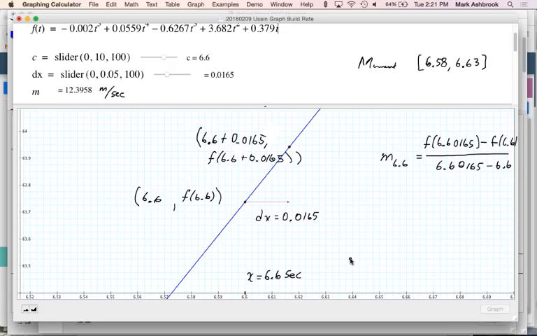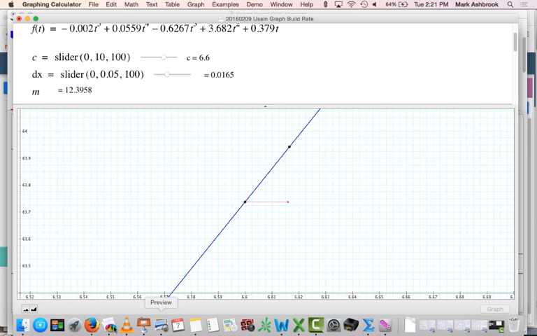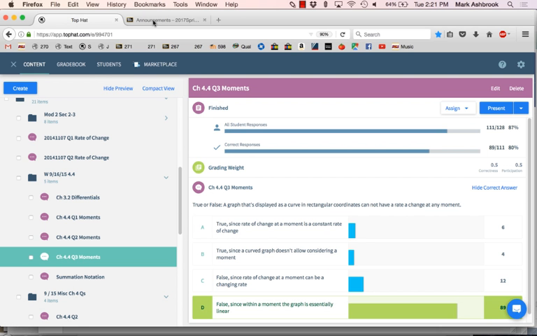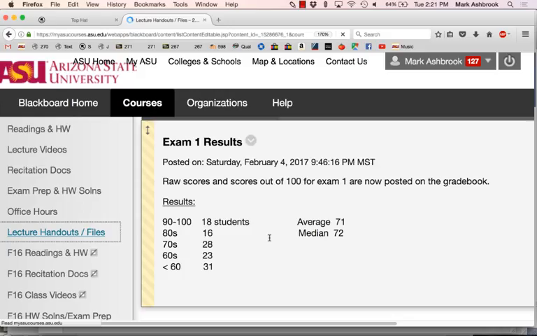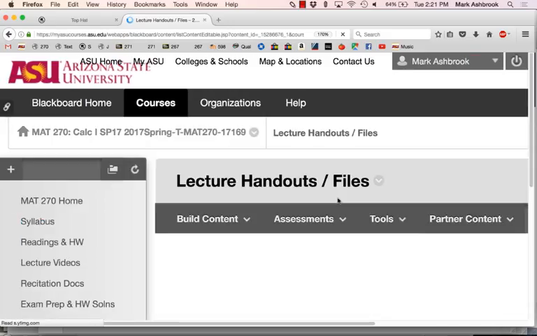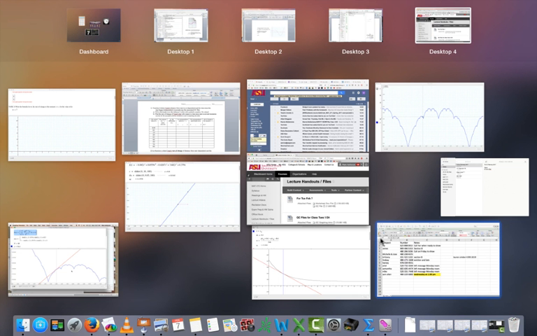So if you go to Blackboard, I've posted something for you to download to go along with that worksheet. In the lecture handouts and files, it should be the first thing popping up there. The worksheet doc file, I just gave you that. That's just for reference later, if you want to print another one out. We need the GC file. So print out the GC file. And when you open that up, it should look like this.